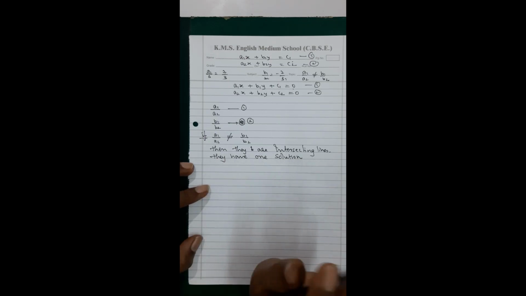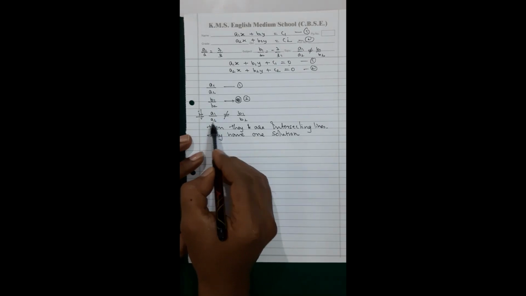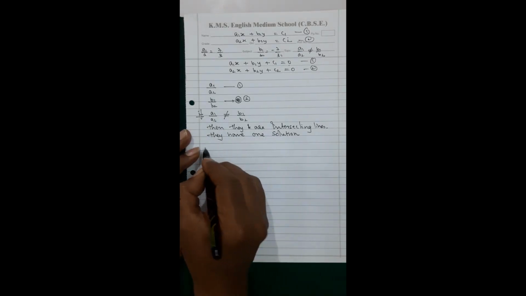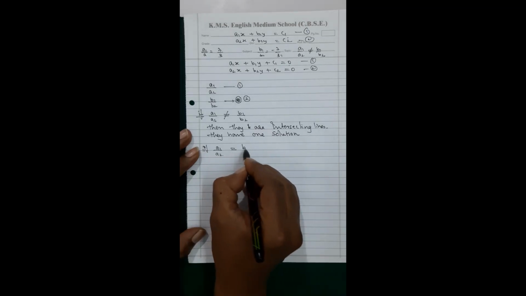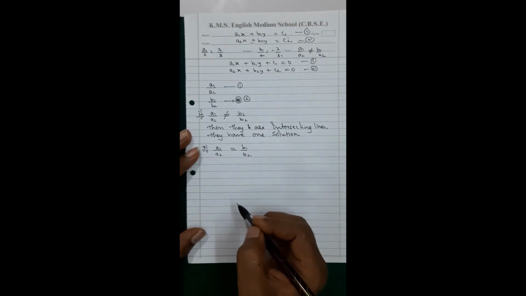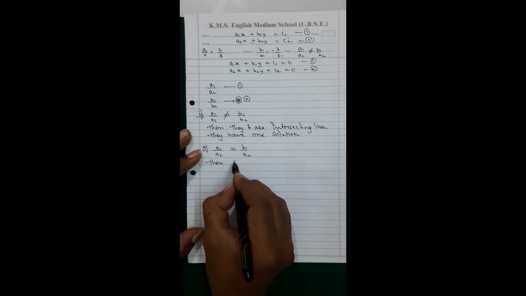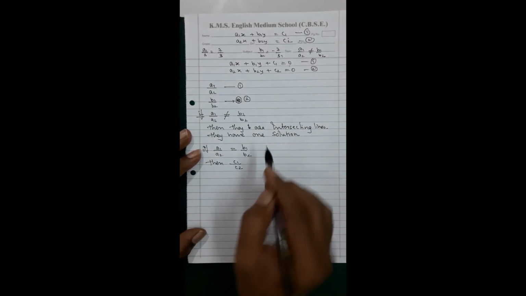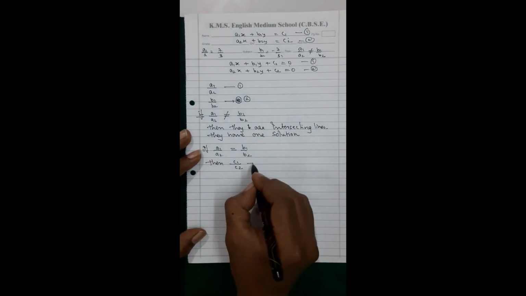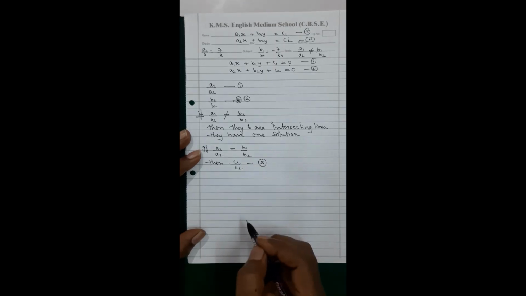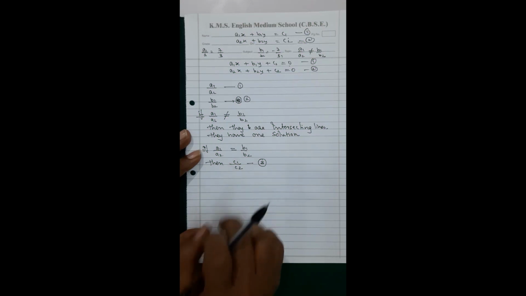They are intersecting lines. Now let us go to the second topic. The second topic is they will be equal. If a1 upon a2 is equal to b1 upon b2, then find c1 upon c2. Now you will have to calculate this, c1 upon c2. Now again you compare a1 upon a2, b1 upon b2 and c1 upon c2.